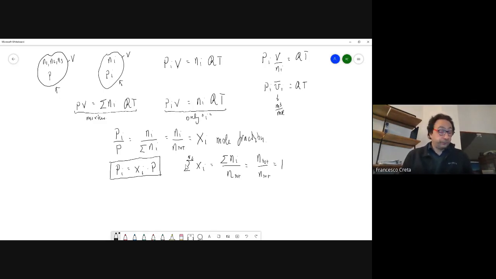And therefore, the sum of the partial pressures, by definition, is P times the sum of all the mole fractions, which is 1, and therefore the sum of all the partial pressures is actually P itself.